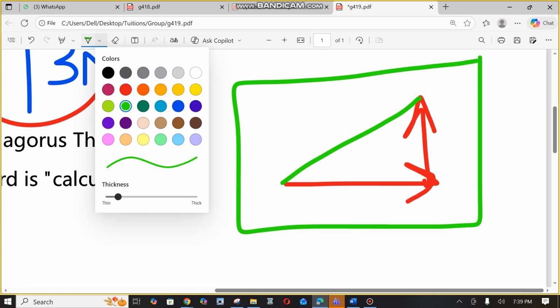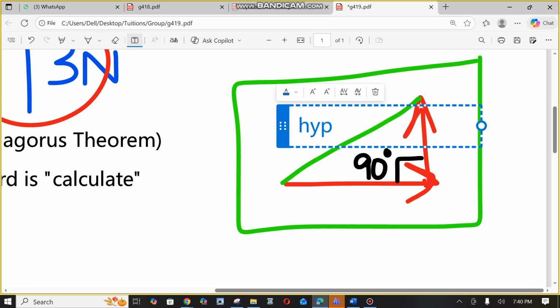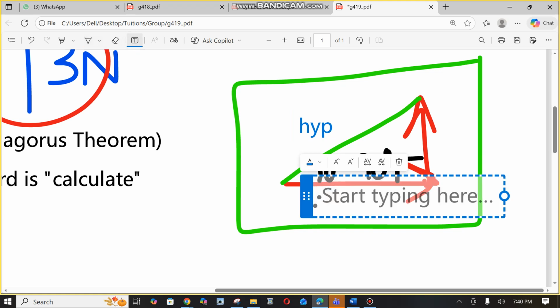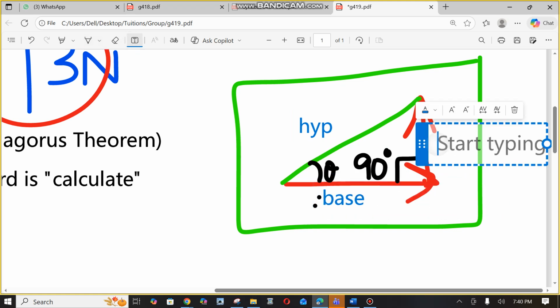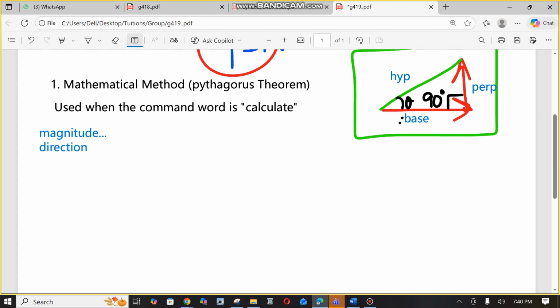In this right angled triangle, this angle is of 90 degrees. The angle's opposite side is known as the hypotenuse. The side with which there is an angle theta, or any unknown angle theta, is going to be called the base, and the third side is going to be called the perpendicular. These are the terminologies of a triangle in mathematics.